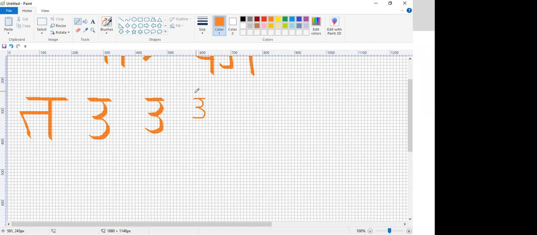So I think the only thing is that don't do it like this. Otherwise it will confuse, like, oh, it is not coming. It is a very slight curve, very slight. Only for the sake of it. This is if you want to put a Shirorekha.